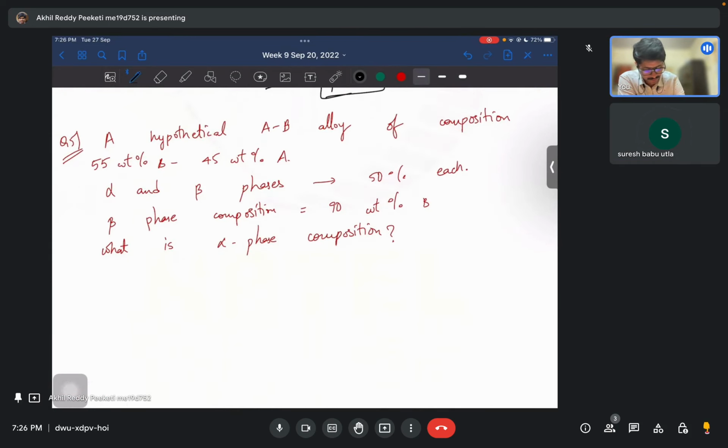Next we have one more question. We have an AB alloy with composition 55 weight% B and 45 weight% A. Okay. And alpha and beta phases are already given as 50% each. And then the beta phase composition is 90 weight% of B. Now what is the alpha phase composition? So that is the question.